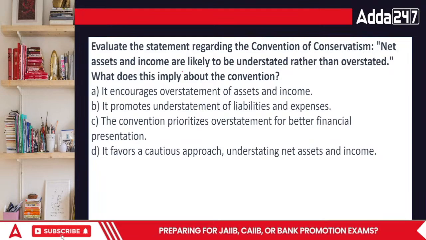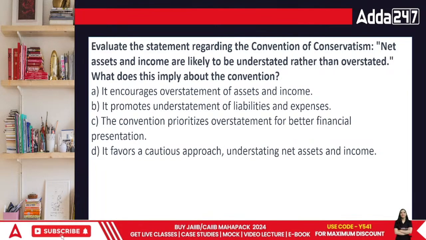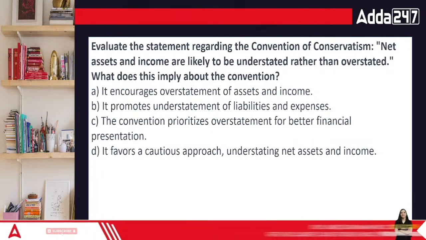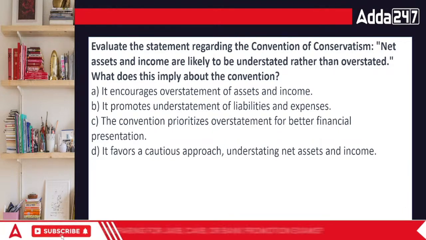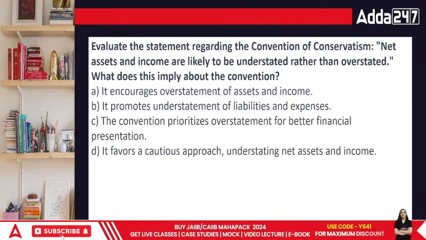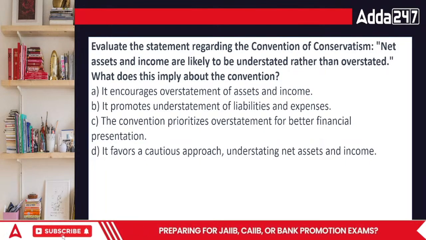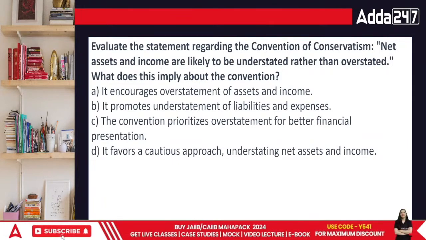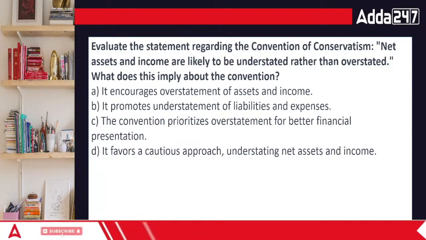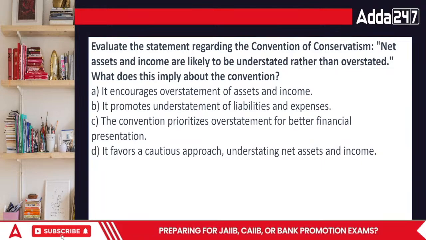And this is also very interesting. What do you mean by convention of conservatism? First of all, convention matlab whatever practices that are being followed in the market. They're called conventions. Then the second point says the convention of conservatism. Conservatism means what? Net assets and incomes are likely to be understated rather than overstated. What does this imply? It encourages overstatement of assets. It promotes understatement. The convention prioritizes overstatement for a better presentation, or it favors a cautious approach, understating net assets and income.